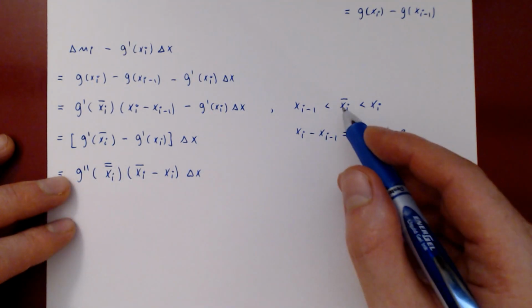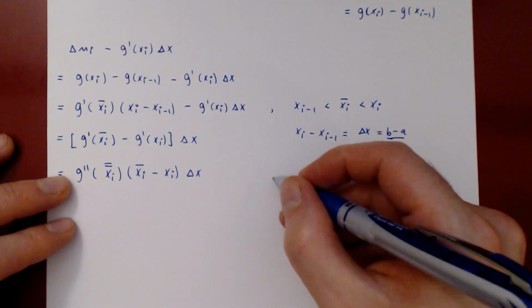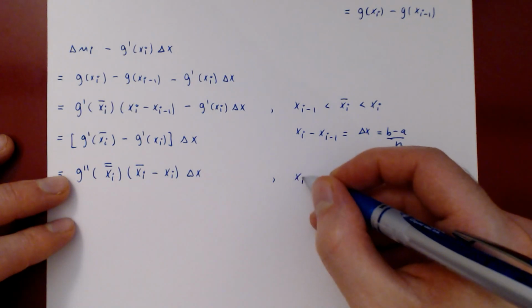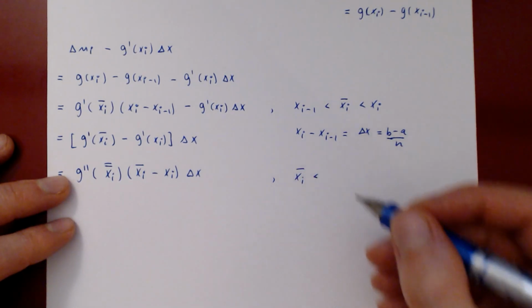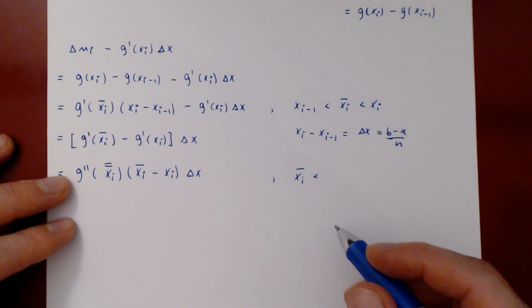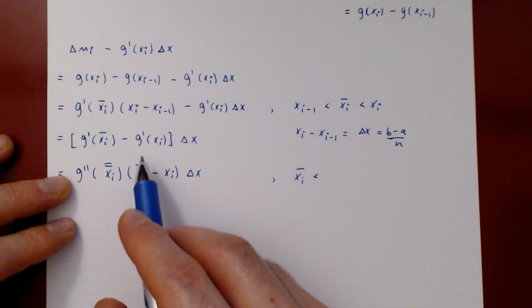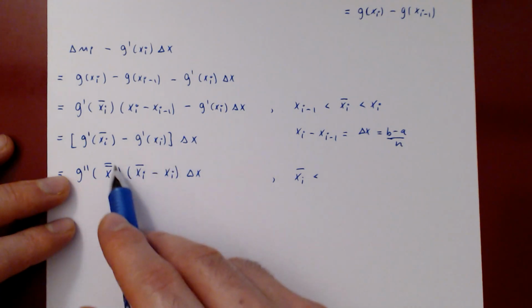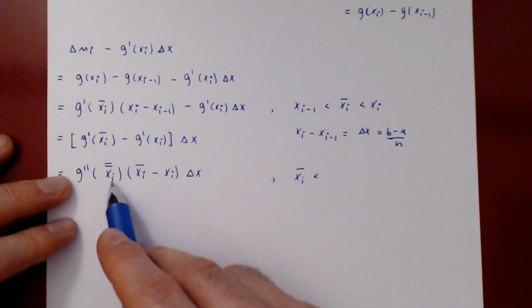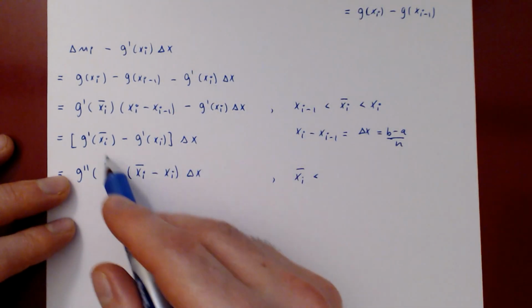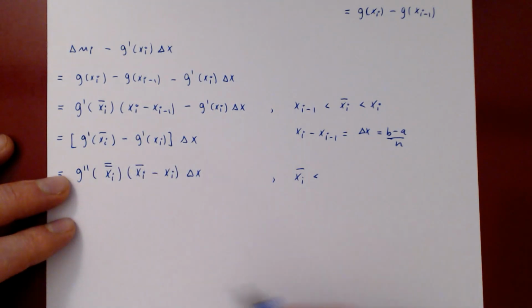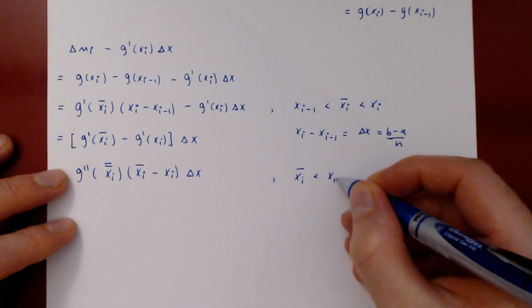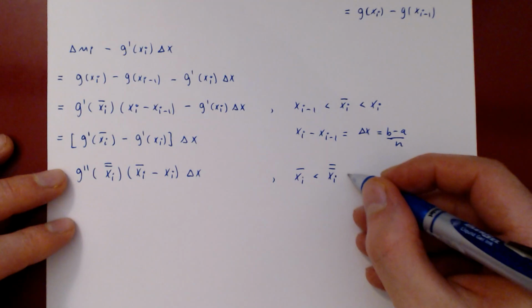Now since xi bar is less than xi, this is the smaller point of these two, so this being in the middle, or somewhere in between, will be bigger than this point, lesser than xi. But as we'll see, it doesn't really matter.